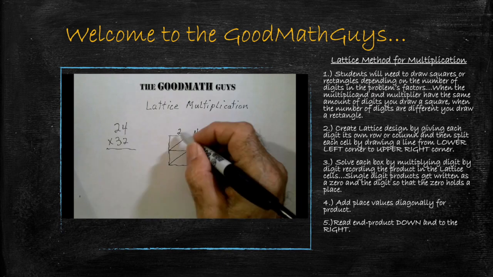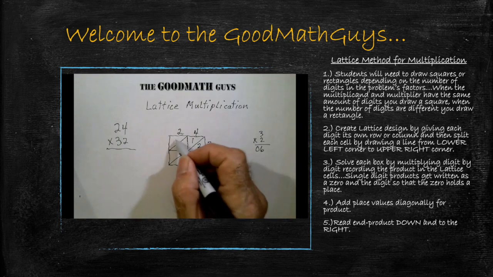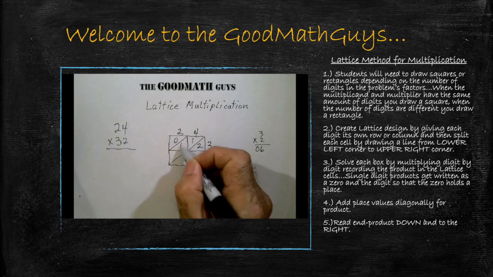3 times 2 is 6. Now that gives us a single-digit response. So 3 times 2 equals 6. To make sure that we put that in the correct triangle, what we're going to do is record it as 0, 6. Now, everybody knows that 0, 6 is the same value as 6. 6 becomes a placeholder here, and what it does is it forces the 6 down into the correct triangle. So any single-digit response, I'm going to precede that with a 0, so this gets recorded as 0, 6.